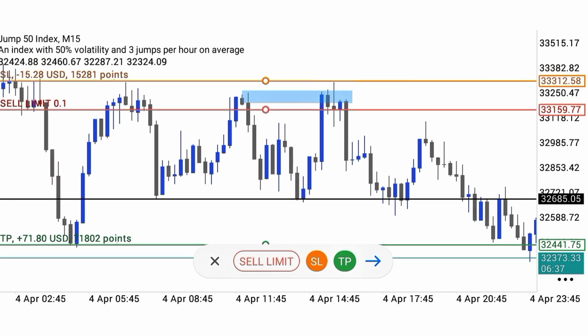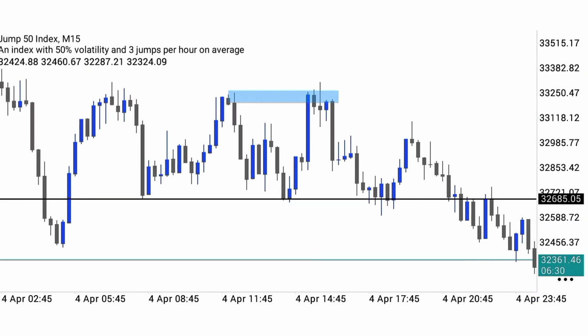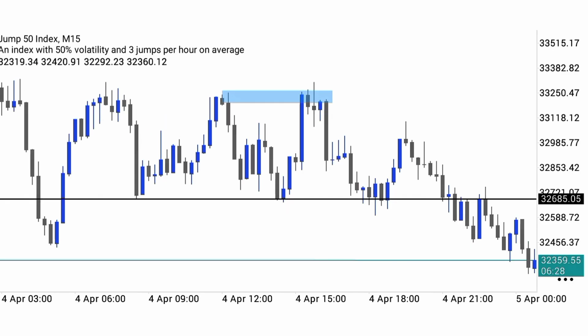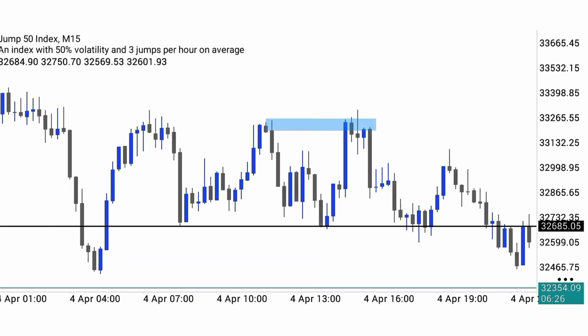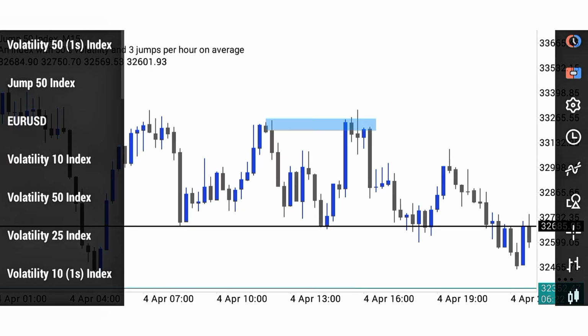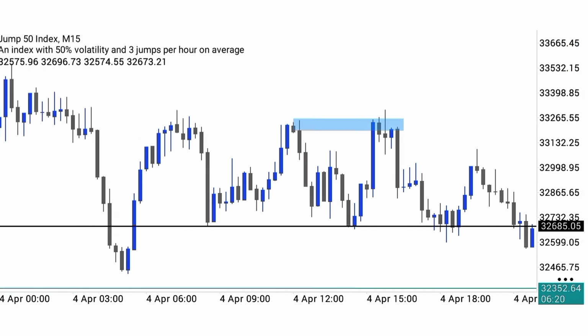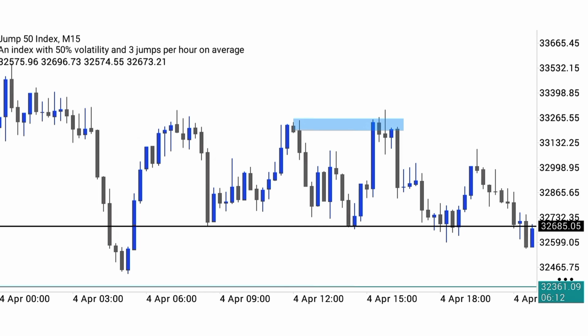Here you can see that I am risking $15 to make $71. You can increase your risk to any loss size that is suitable for your account. But before you trade, make sure you check your risk management, so that you don't trade what is bigger than your account. Now let me show you another example of this setup on the chart.